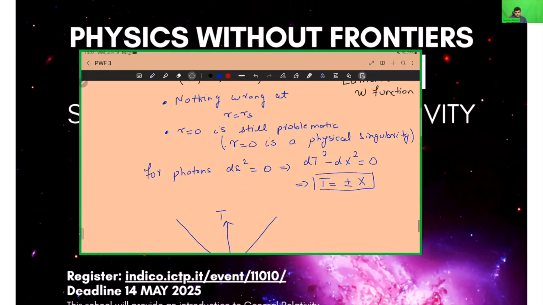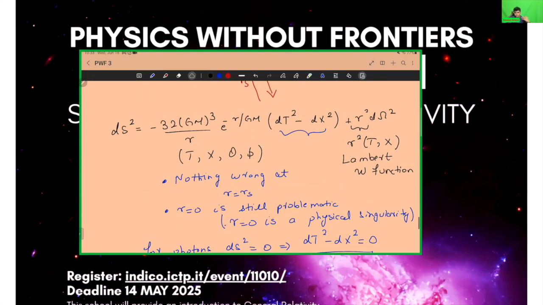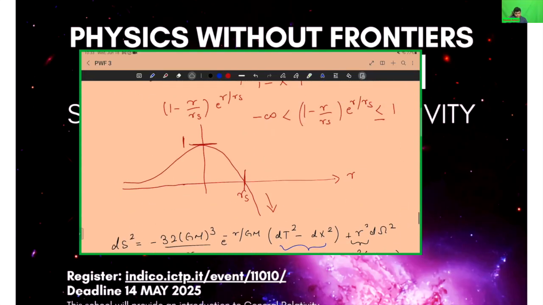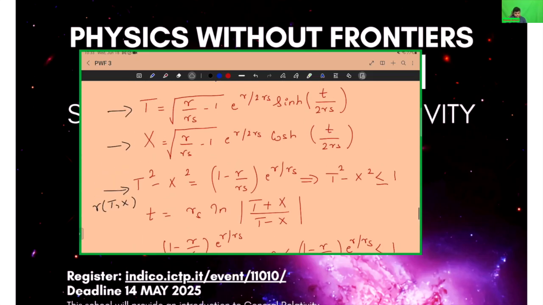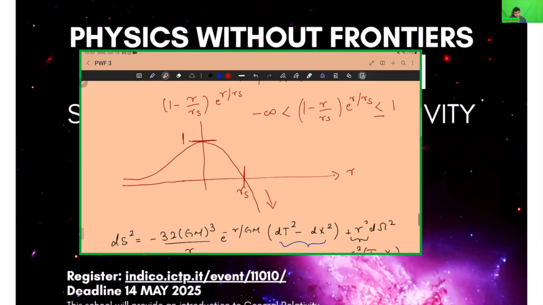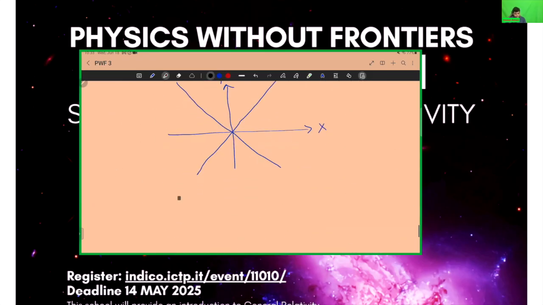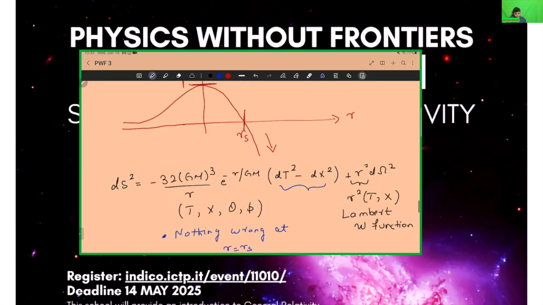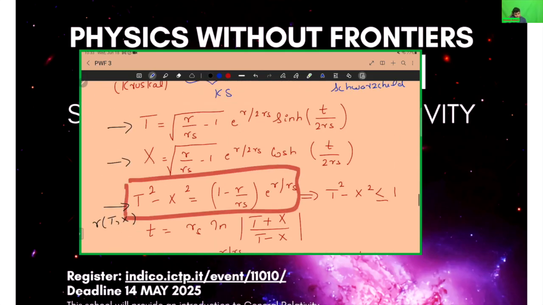So if you have a constant r, what do those curves look like? Well, you have to remind yourself of this equation, right? If r is constant, it means that this side is constant, right? Which means that r constant curves look like these curves. So t squared minus x squared is constant, right? Now, let me write down what that constant is. I think this is the correct expression. Yes, I think it's r over rs minus 1.